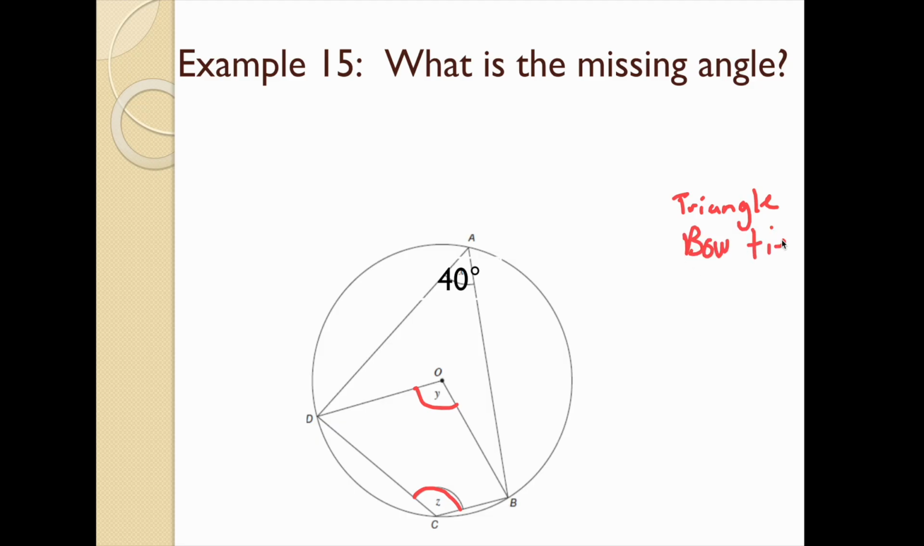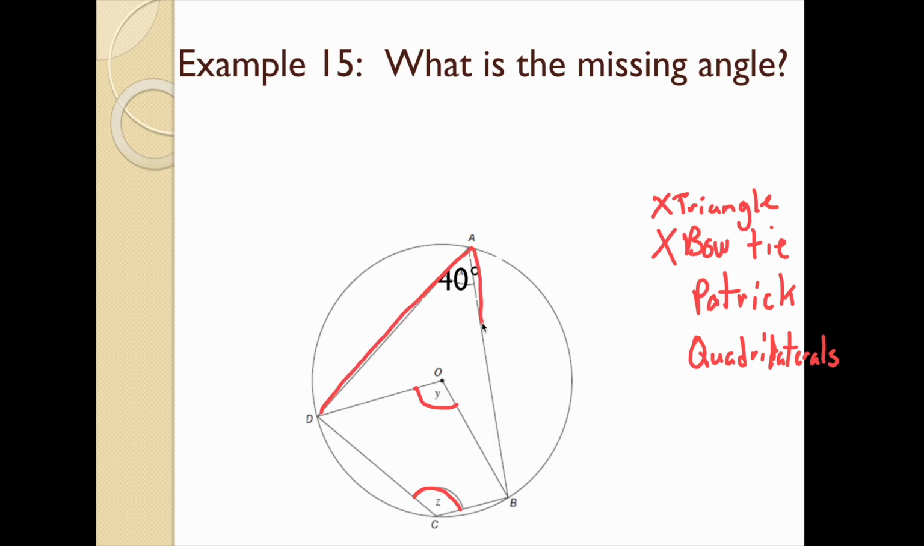Then after that, we learn about Patrick. And after Patrick, we learn about quadrilaterals. So what I do is ask myself, do I see any triangles here? I do not. I do not see any bow ties, but I do see Patrick. Look, Patrick right here. Can y'all see Patrick? Yeah.